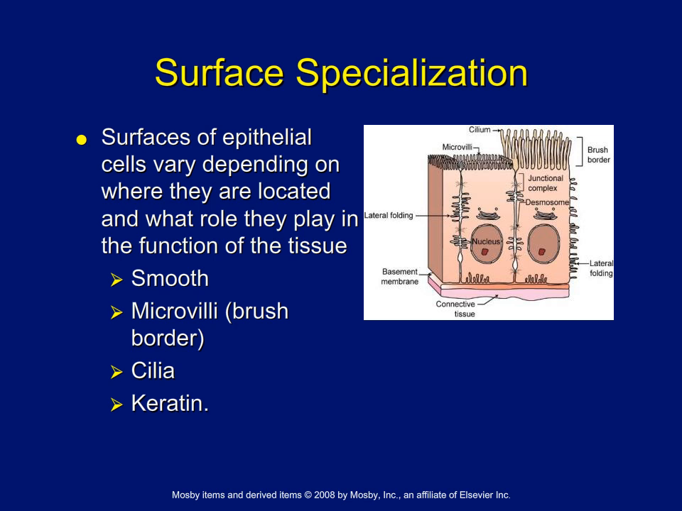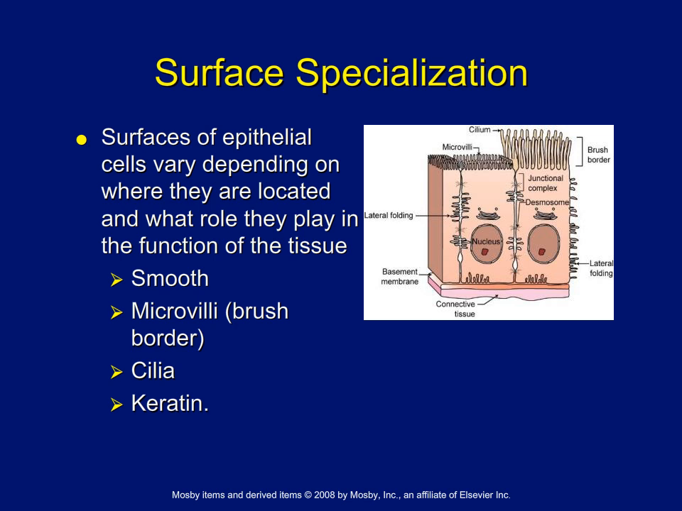So we tend to find them in areas where a lot of these processes are going on, for example, within the digestive tract. Another type of surface specialization is something called cilia. And we talked about cilia in the last chapter and basically just said these are little wave-like appendages that help to move mucus and other substances over the surface of an epithelium.